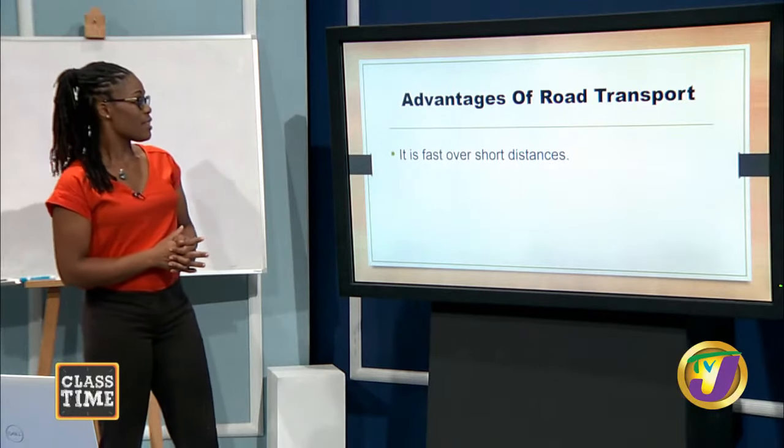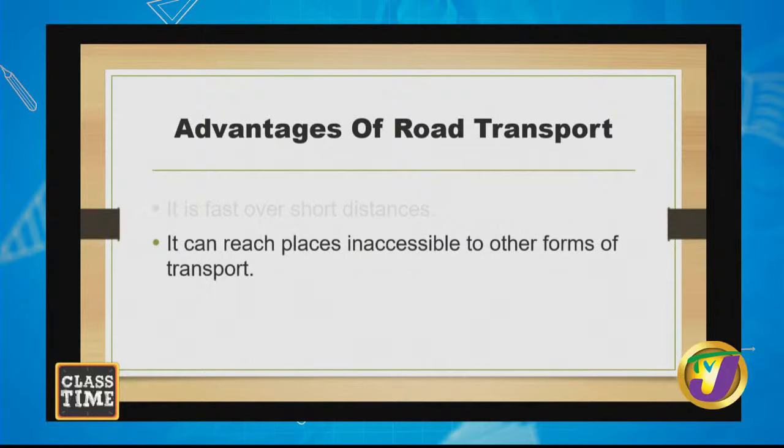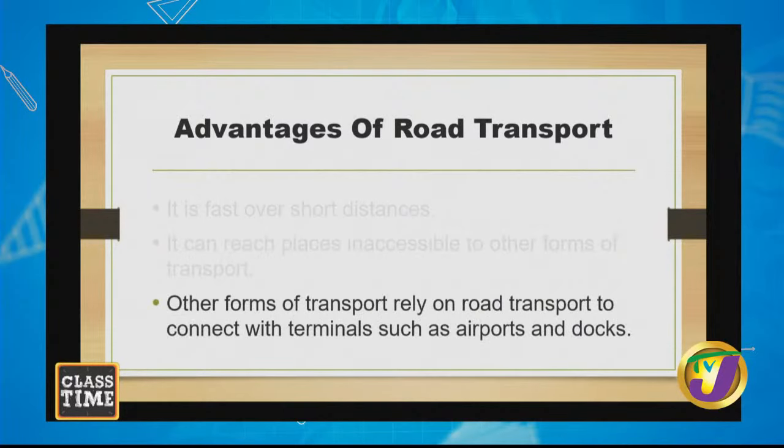Now, it is fast over short distances. So road transport is fast over short distances. It can reach places inaccessible to other forms of transport. Think about that. Other forms of transport rely on road transport to connect with terminals such as airports and docks. Because I have never seen an airplane or a ship on the highway, right? They can't go further than the port or the dock, so they rely heavily on road transport to take products to their final destination. So road transport is extremely important.